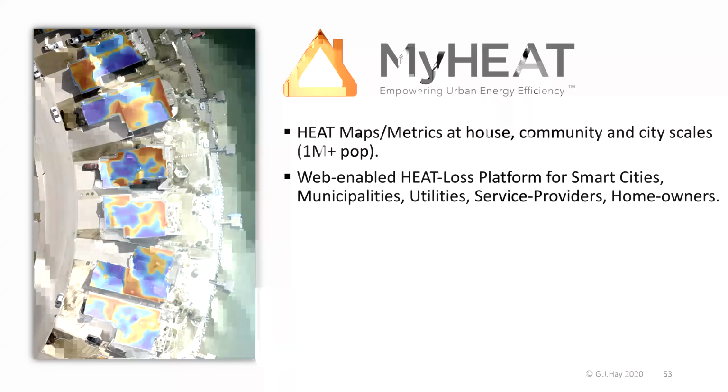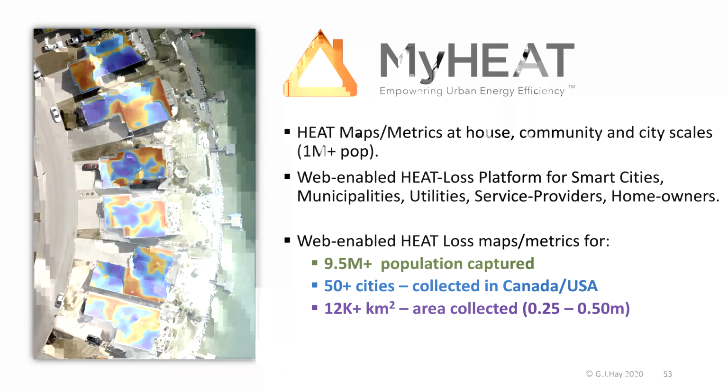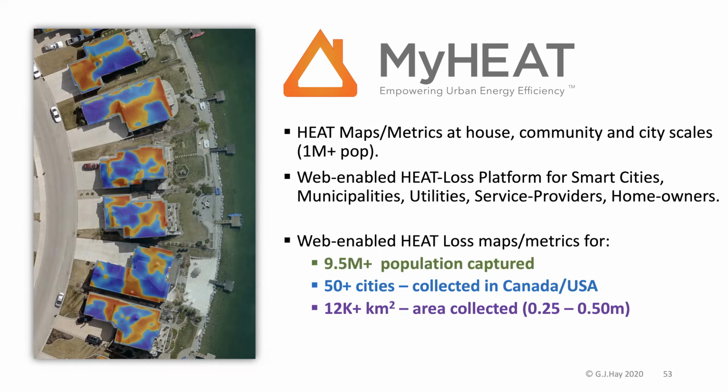We've created a web-enabled heat loss platform for smart cities, municipalities, utilities, service providers, and homeowners. At the moment, we have about 9.5 million homes available online. We've collected data for over 50 different cities in Canada and the United States. We just started working in the US last year.